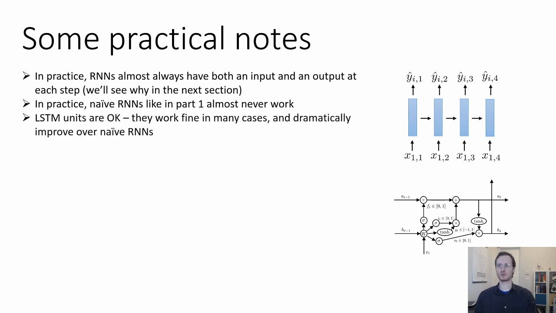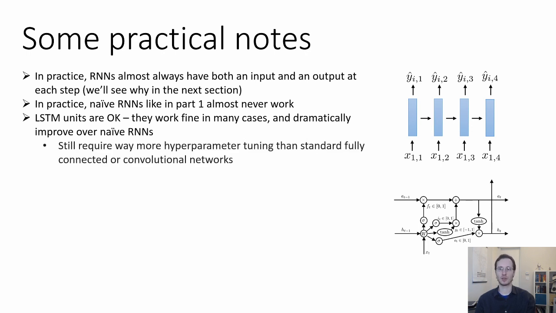Now, LSTM cells work okay. They're kind of complicated, they're a little bit arbitrary, but they're dramatically better than naive RNNs. So if you just want some default go-to thing to get your RNN to work, probably using an LSTM cell is what you want to do. Now, they still require more hyperparameter tuning than standard fully connected or convolutional networks. You want to be careful with things like gradient clipping, learning rates, and so on, and they're usually a bit harder to choose than they are for standard naive neural networks.